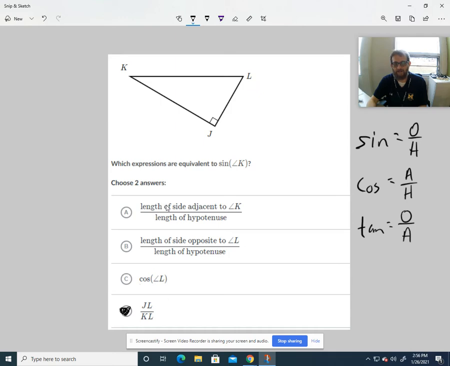Let's talk about the length of the side adjacent to K. That would be here over the hypotenuse. No, that would be cosine. So that one is definitely out. Length of the side opposite of L is KJ, not JL, over KL. Nope, that one's definitely out. The cosine is adjacent over hypotenuse. So here's L. We want the adjacent side, which would be JL, over hypotenuse, which should be KL. So there it is. It's both C and D.